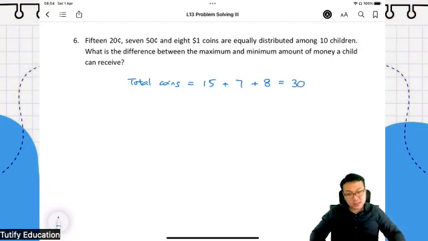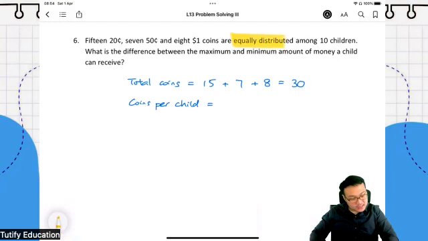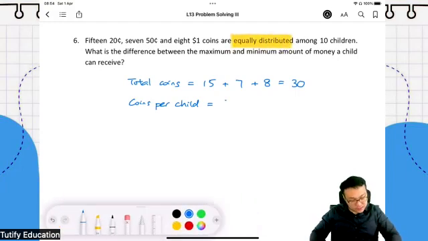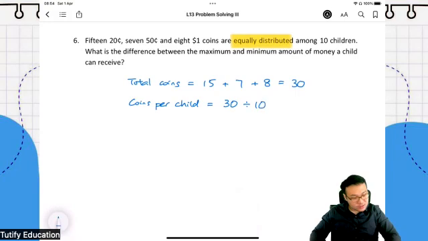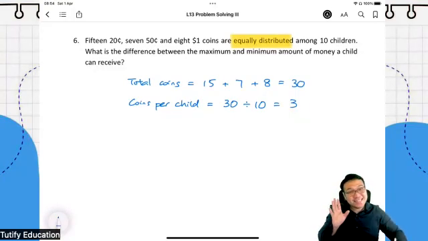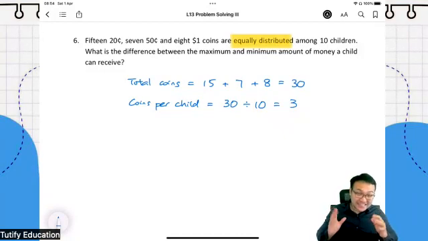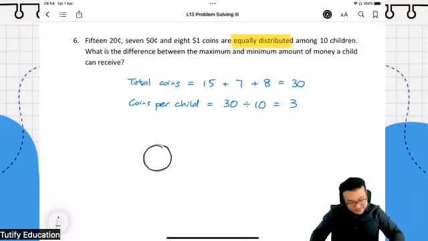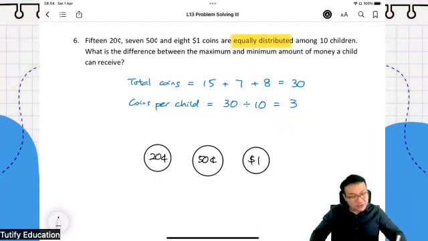Now, you have 10 students. So how many coins does each child get? You distribute equally. So you take the 30 coins, give them to 10 students. Each child will get 3 coins. Now, some of you may be lucky. Some of you may be unlucky. There are 3 types of coins here. First, you have the 20-cent coin. Then you have the 50-cent coin. And finally, you have the $1 coin.